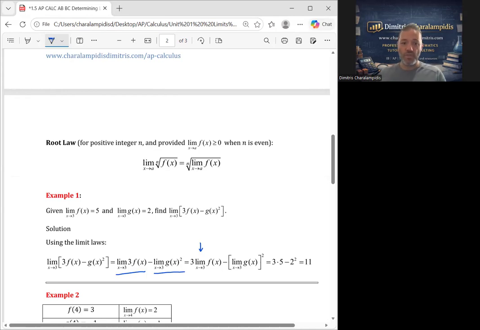Stay with me because in the next lesson we will use given function values and given limits together, and we will see which information actually matters.